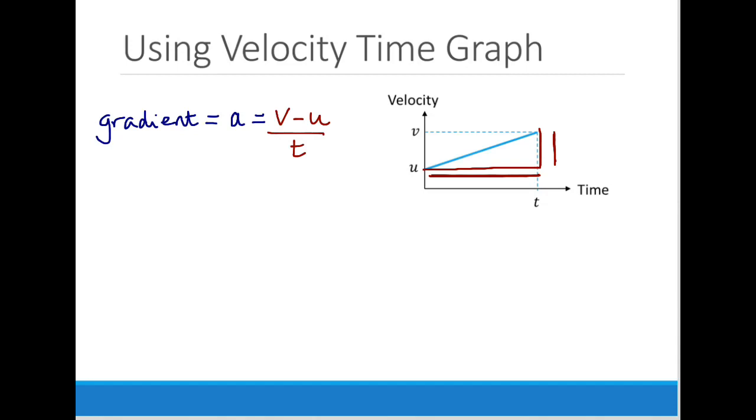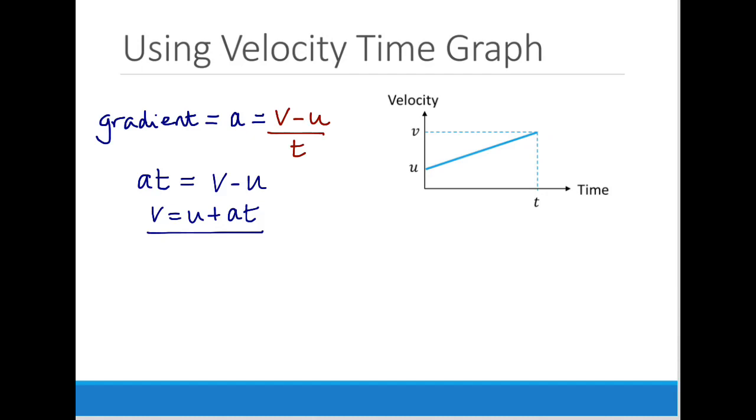Now, rearranging that, I could write that a multiplied by t equals v subtract u, and therefore v equals u add at, which is one of our constant acceleration formulae. So we've actually proved the first one. Brilliant. So let's go on and let's now go about proving the second.